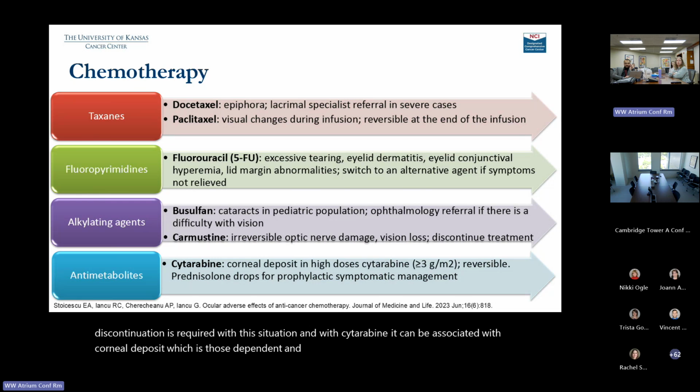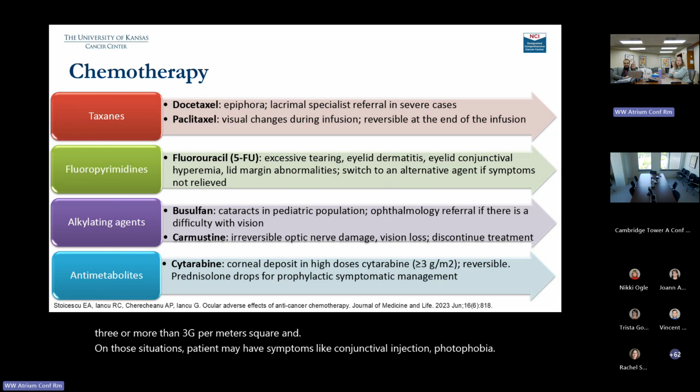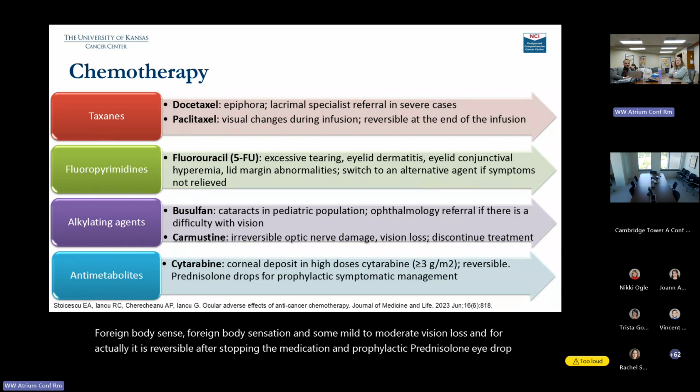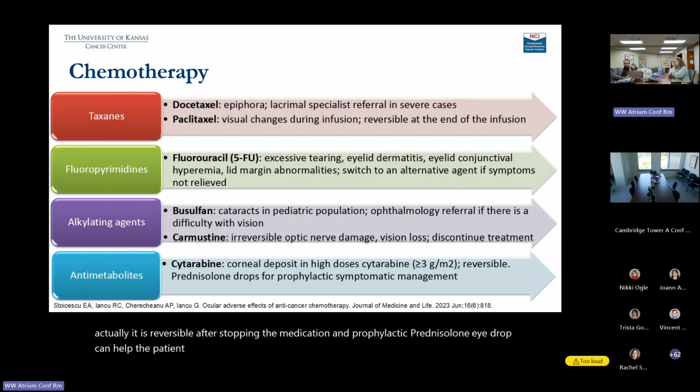And cytarabine can be associated with corneal deposits, which is dose dependent. It has a very high incidence when the dose is 3 or more than 3 grams per meter square. In those situations, the patient may have symptoms like conjunctival injection, photophobia, foreign body sensation, and some mild to moderate vision loss. It is reversible after stopping the medication, and prophylactic prednisolone eye drops can help the patient for symptomatic management.